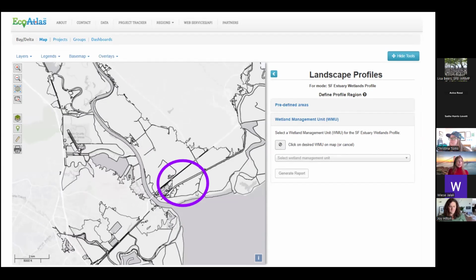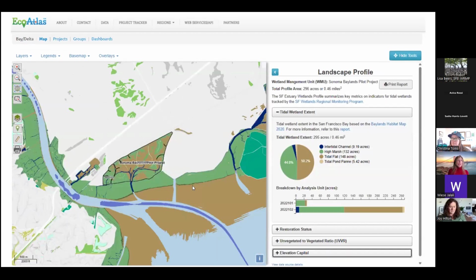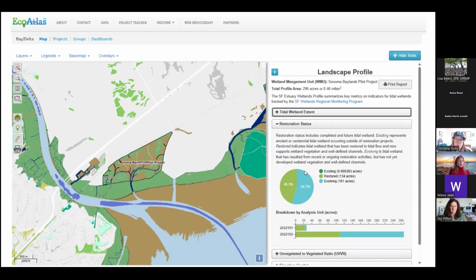If we were to click on that particular polygon within the map, then you would also have this generated for you. It's the same 4 metrics, but in addition, for each of them, you do have the analysis units that are broken down according to that metric. They're also labeled on the map, and they're also displayed here as a bar underneath the overall pie chart. And this is also true for the restoration status and the other metrics.